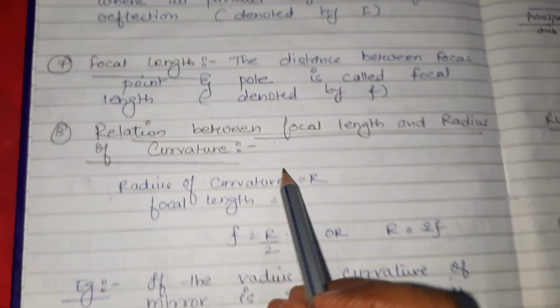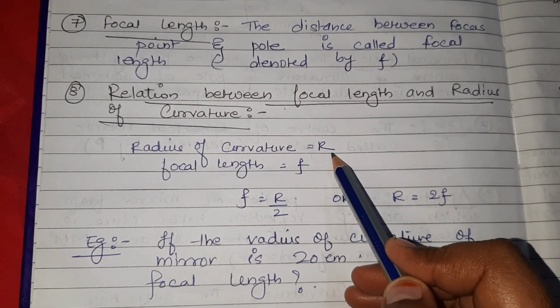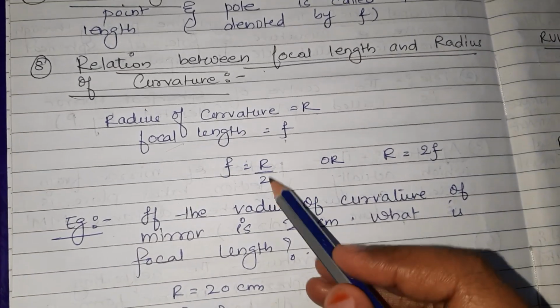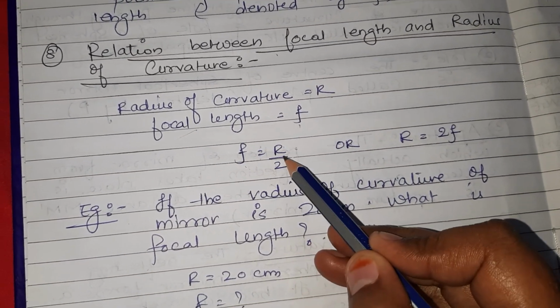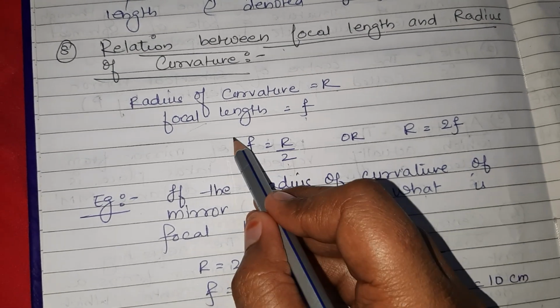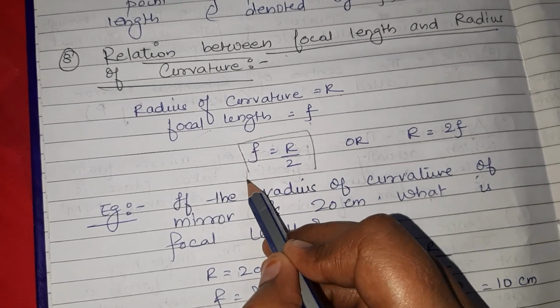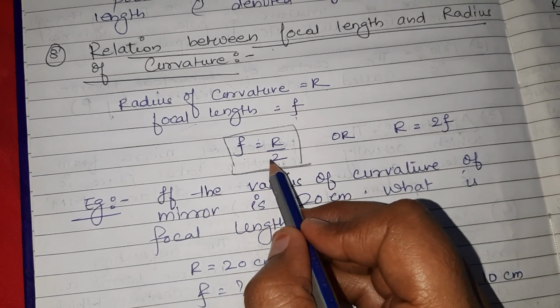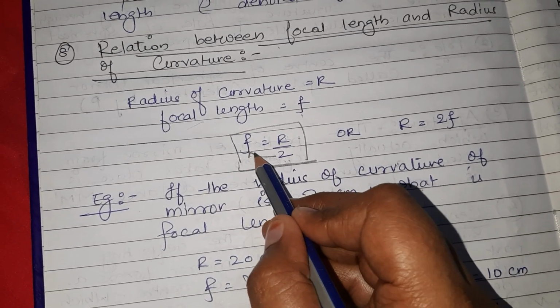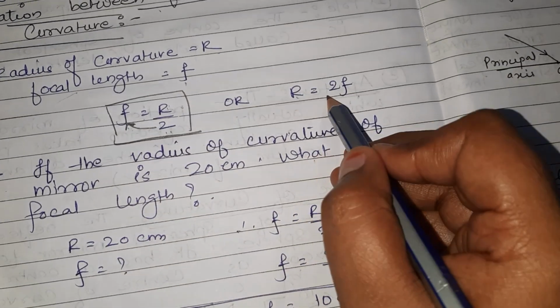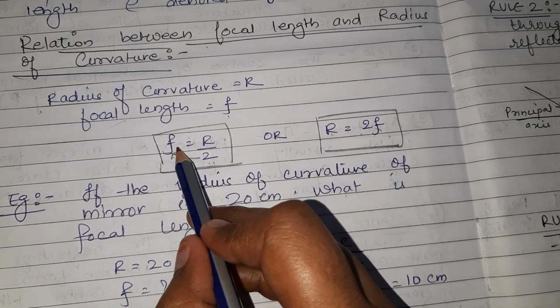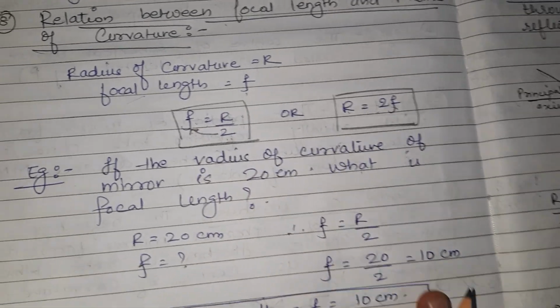Suppose the radius of curvature is represented by R and the focal length is represented by small f, then the focal length is always half of the radius of curvature. So the formula is f equals R by 2, or when we take this to the other side, we get another formula, R equals 2f. So in both manners, the focal length is half of the radius of curvature.